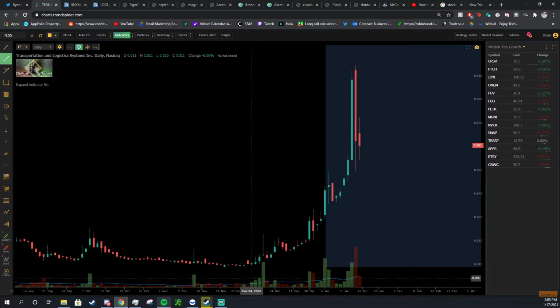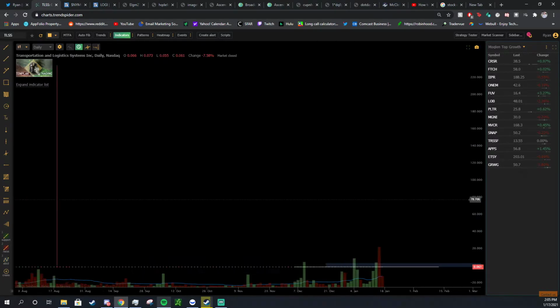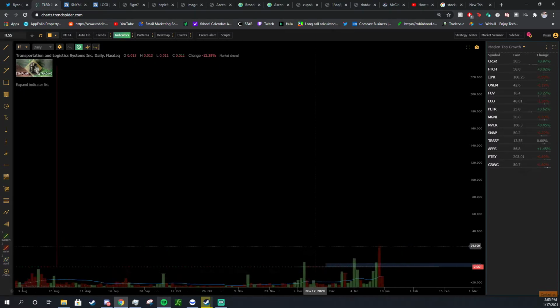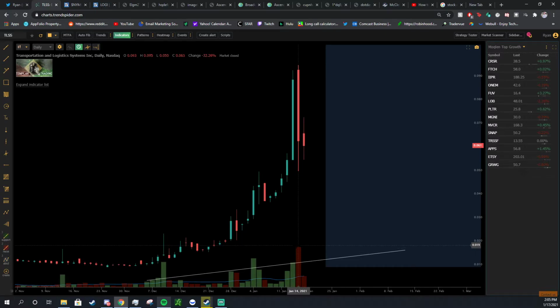Something to note is that this accumulation volume is still increasing. We did get a massive sell day. Can't really tell with volume shelves with this one because it's got such a long history of just being nothing. But you know, penny stocks are hot.